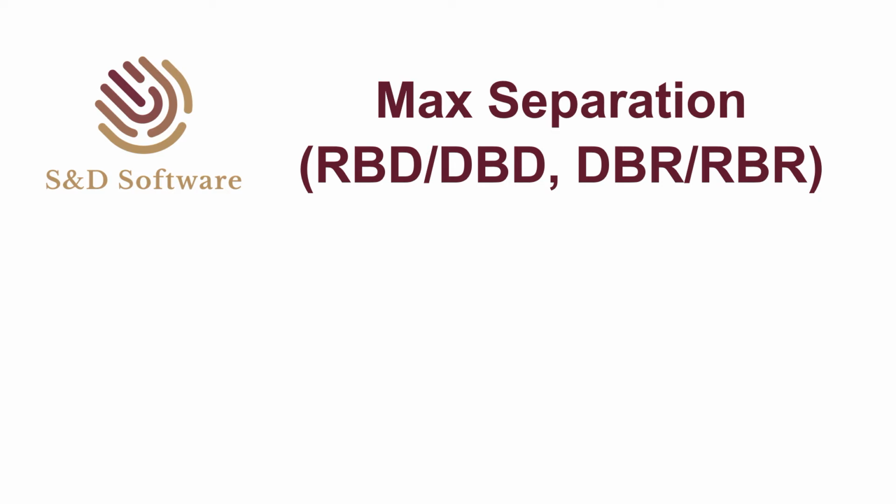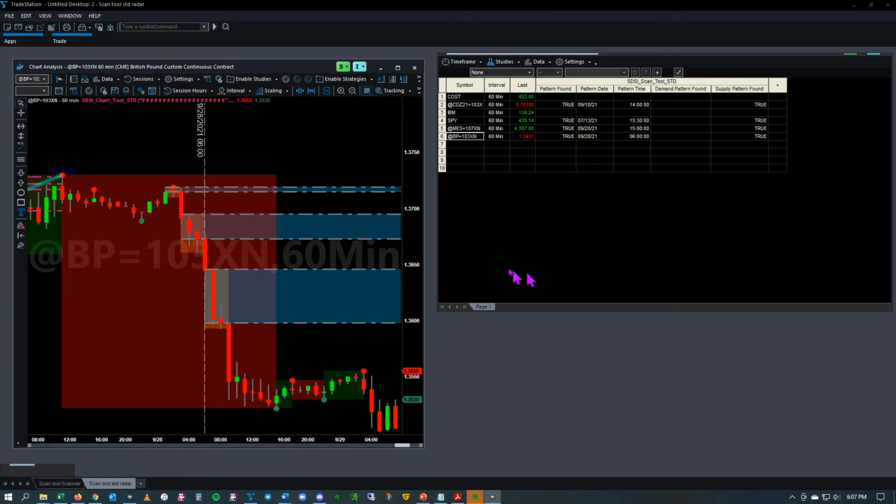In this segment, we're going to talk about max separation, specifically around the different trend change patterns in the scan tool. So you can see here that on BP, the tool identified a pattern, and I have it at default settings. And so you can see we have a rally base drop followed by a drop base drop. And so when we're looking at max separation, we're looking at how many candles can there be between the patterns.